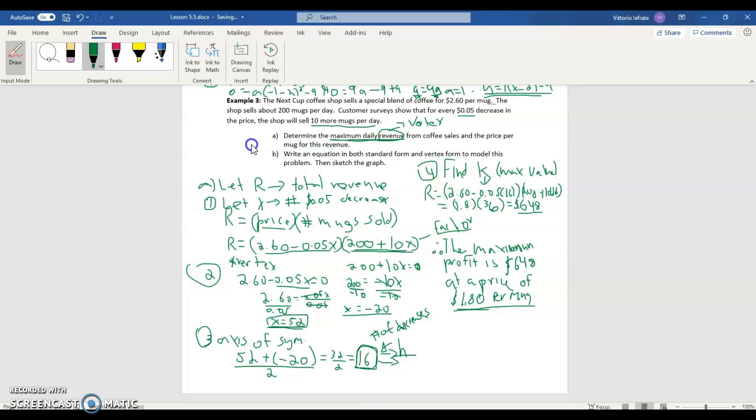So that was the first part, the more application-based piece. In the last video of this section, we're going to just do part B, where we have to write an equation in both the standard form and the vertex form to model the problem. And then we're also going to briefly, quickly sketch the graph for this as well.